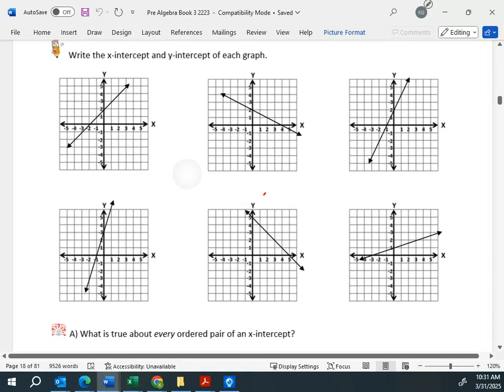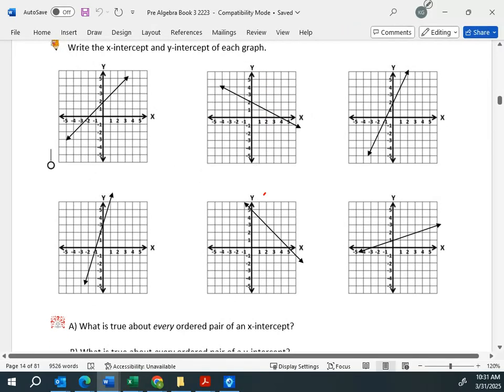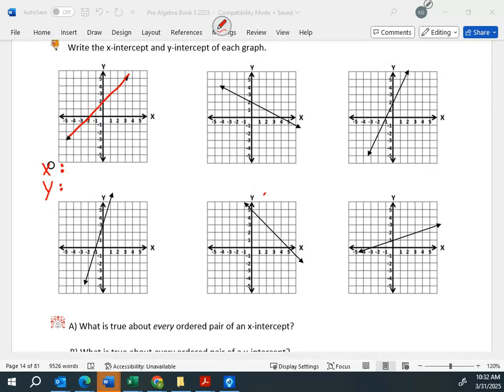So it says write the x-intercept and y-intercept of each graph. So we have our line we know is going right here. When we write the intercept, we're writing the ordered pair. So you have to label it, so I know which one is your x-intercept and which one is your y-intercept. If you don't label it, I'm not going to know that you know which one is which. So you're going to put it as an ordered pair for both of them.